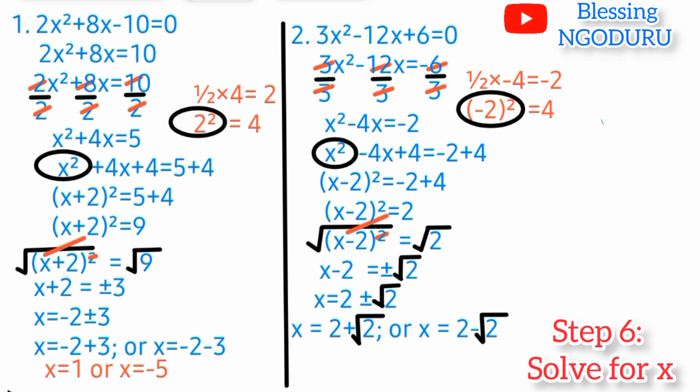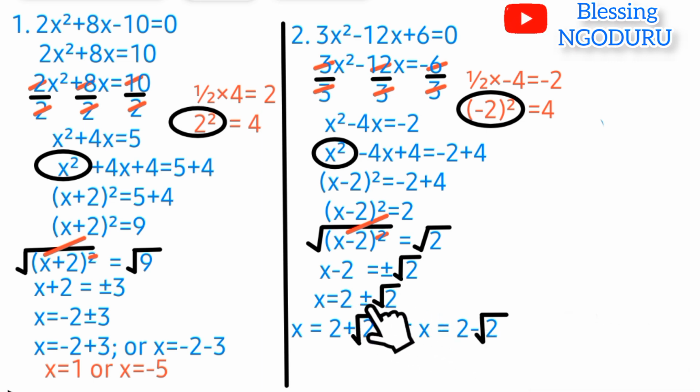If we say x equals 2 plus or minus square root of 2, either x will be equal to 2 plus square root of 2 or x will be equal to 2 minus square root of 2.